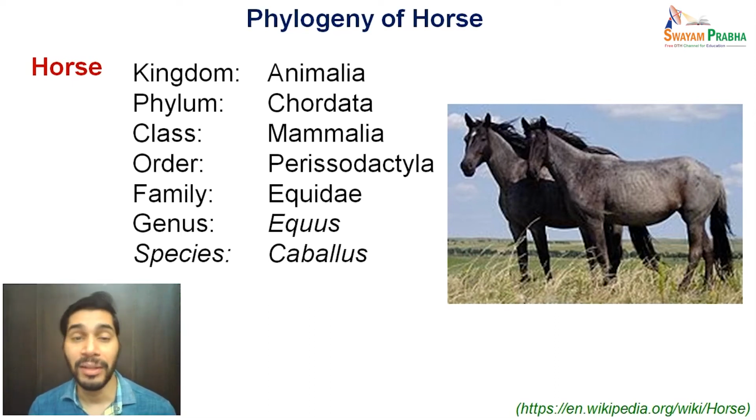For example, the zebra also belongs to the genus Equus. The donkey also belongs to the genus Equus, and so on. So when we talk about the phylogeny of the horse, we are not talking about Equus caballus only. We are talking about the genus Equus as such, which may include various types of horses.